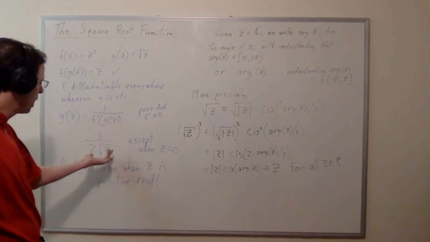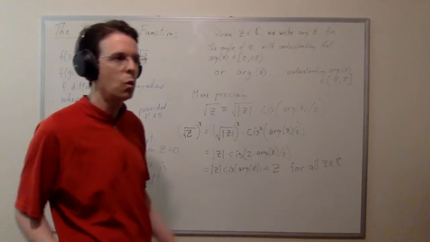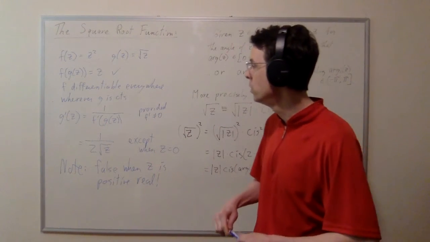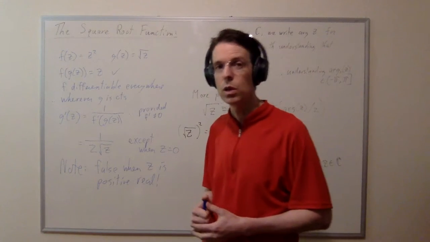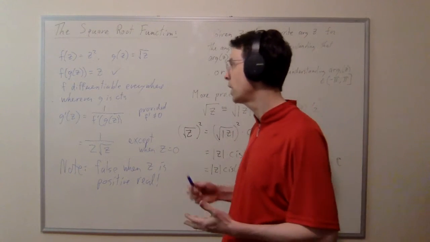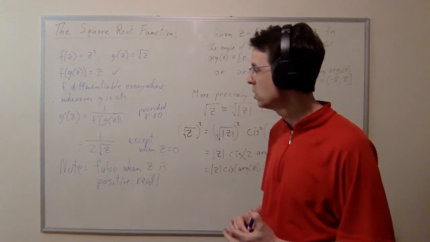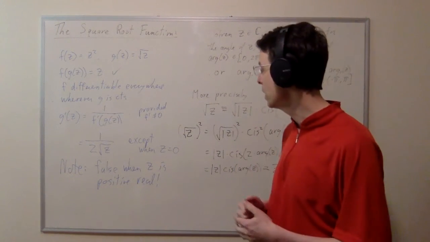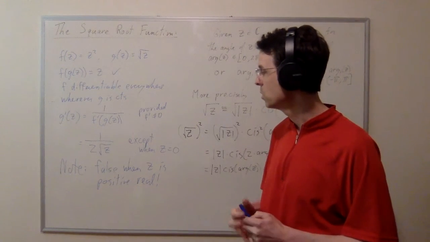The formula is defined, obviously. If z is a positive real, 1 over 2 root z is a defined thing, but g is not even continuous at those points, and so it certainly can't be differentiable at those points. So we get some weird exceptions from the complex plane that we didn't have in the case of the real calculus, and that's a little bit surprising.